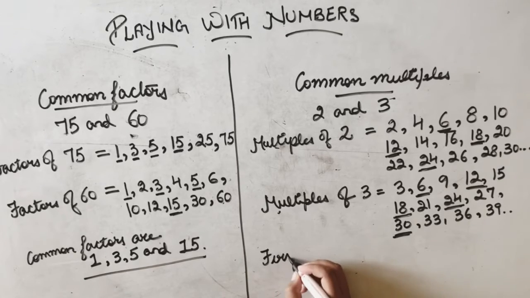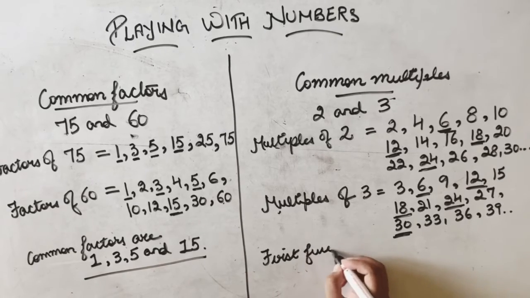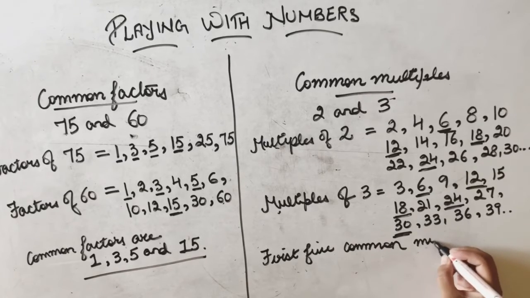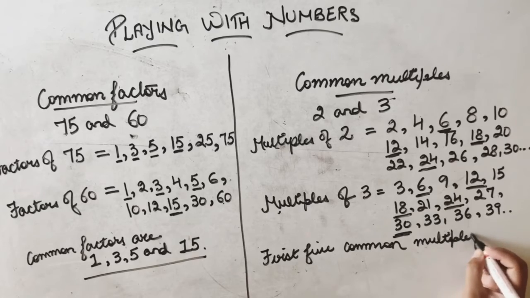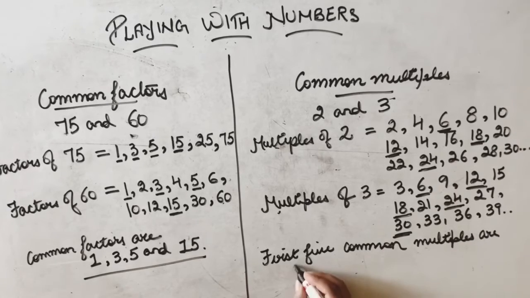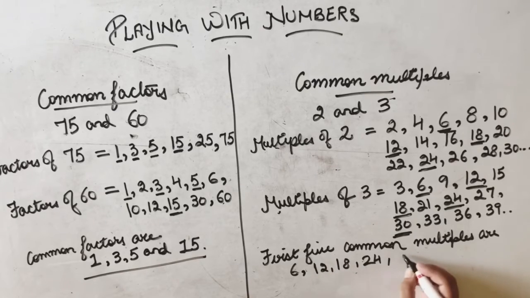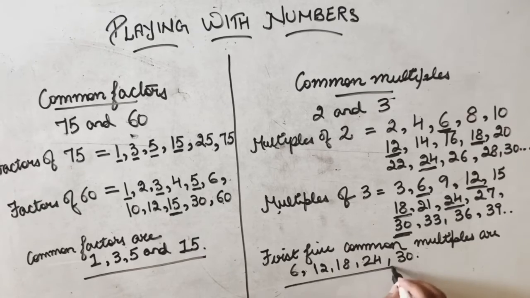So first 5 common multiples are 6, 12, 18, 24 and 30. So these are the first 5 common multiples.